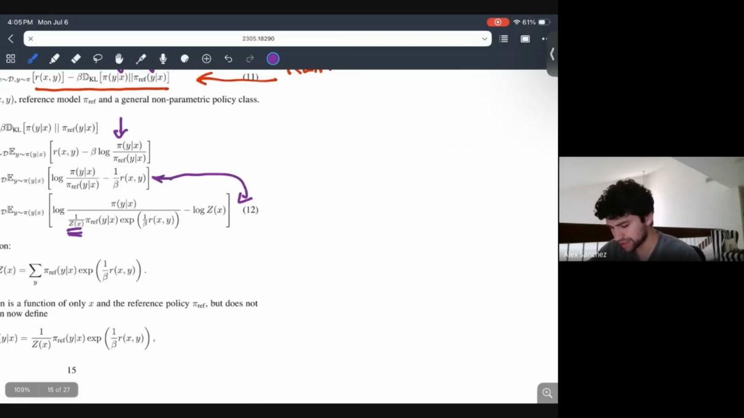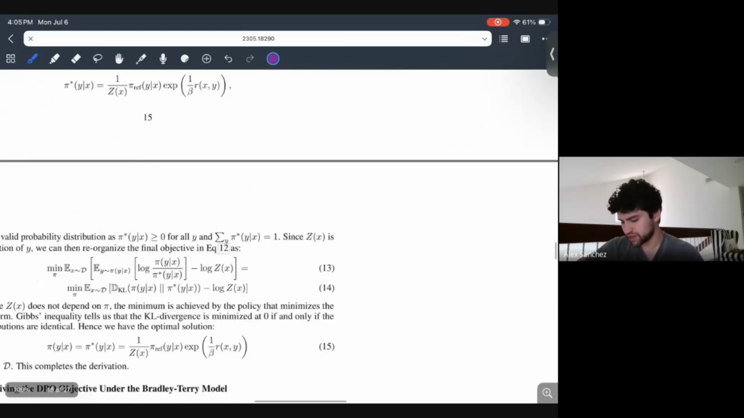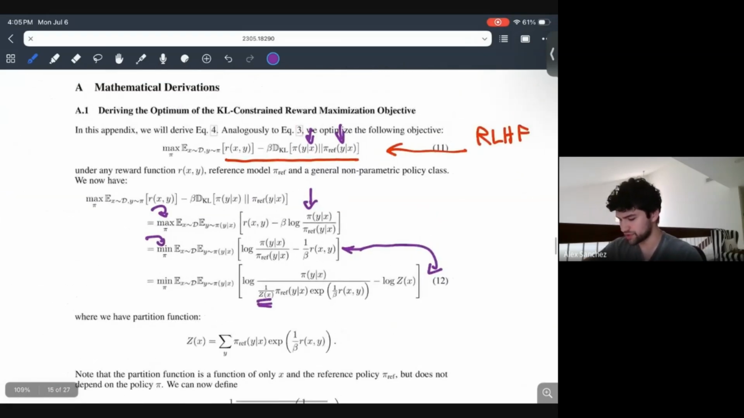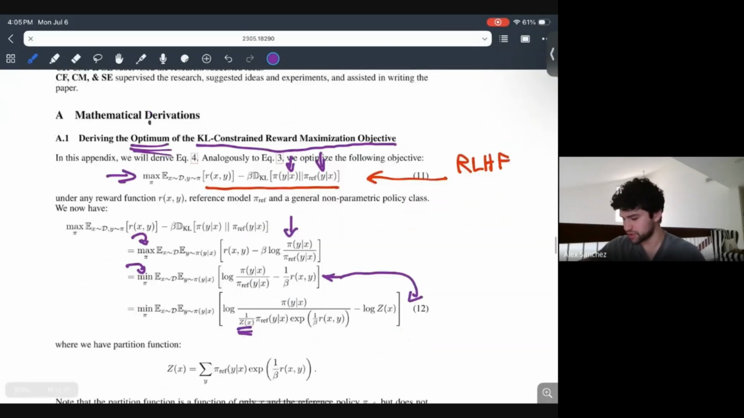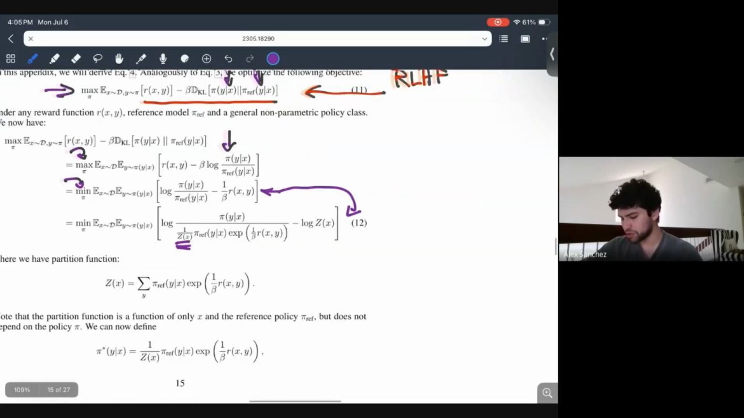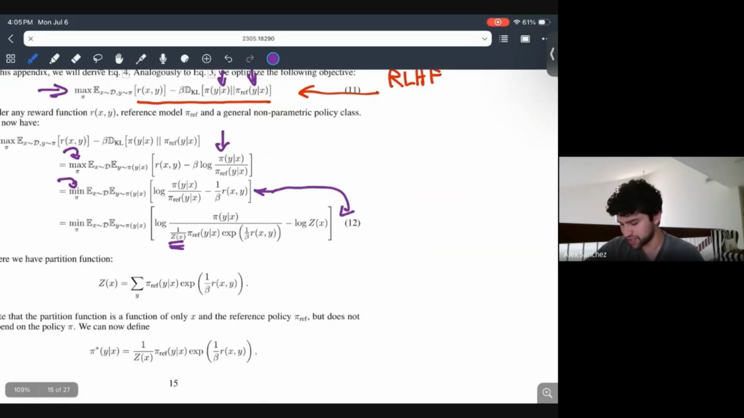Now, let's think about our actual goal with this, right? We want to derive the optimal variable of a KL-constrained reward maximization objective. Basically, here's our KL constraint, and what we want to do is make everything here basically a KL penalty.